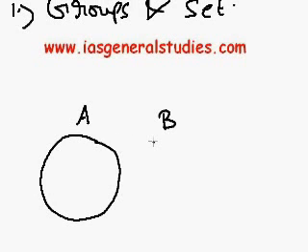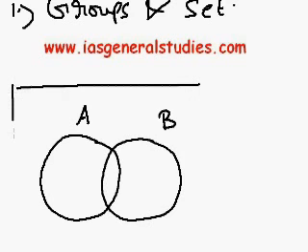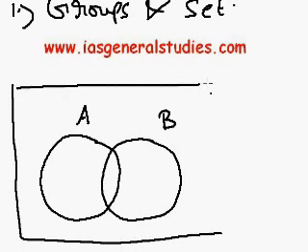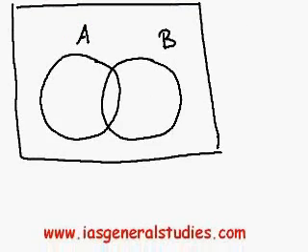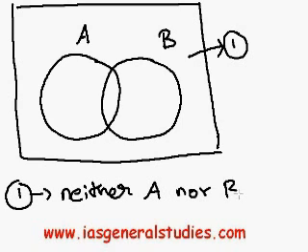This is A and this is B, and if I enclose this in a rectangle, the area present outside the circles is nothing but neither A nor B. So note this down, this is a very important point. I have named it as 1. That 1 is nothing but the place called neither A nor B.